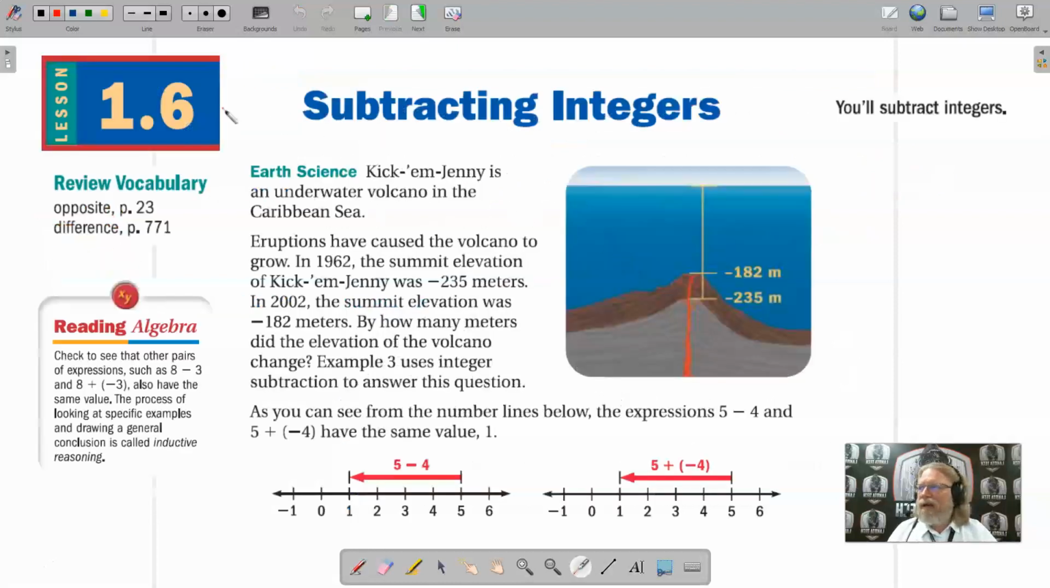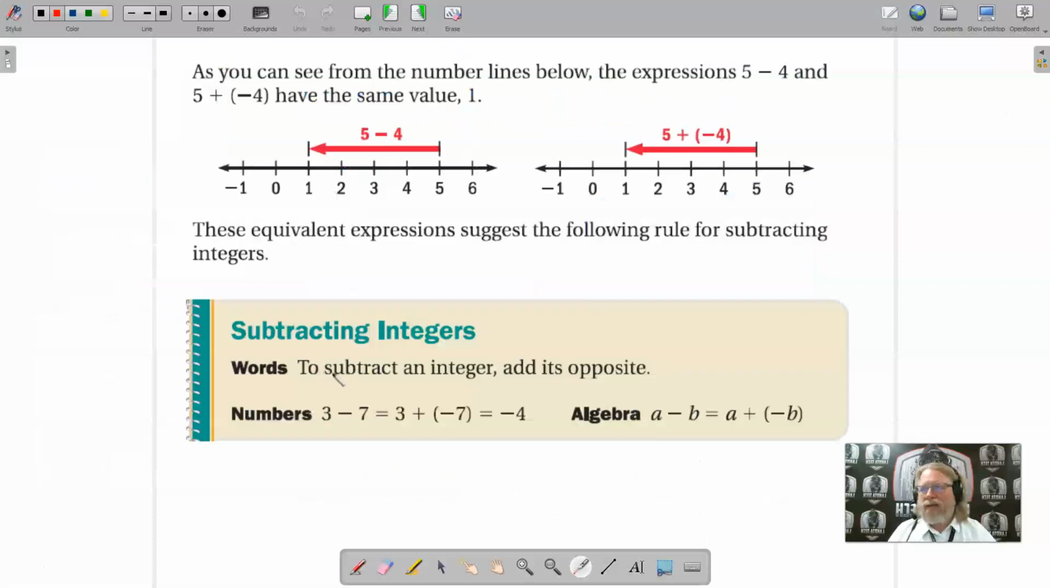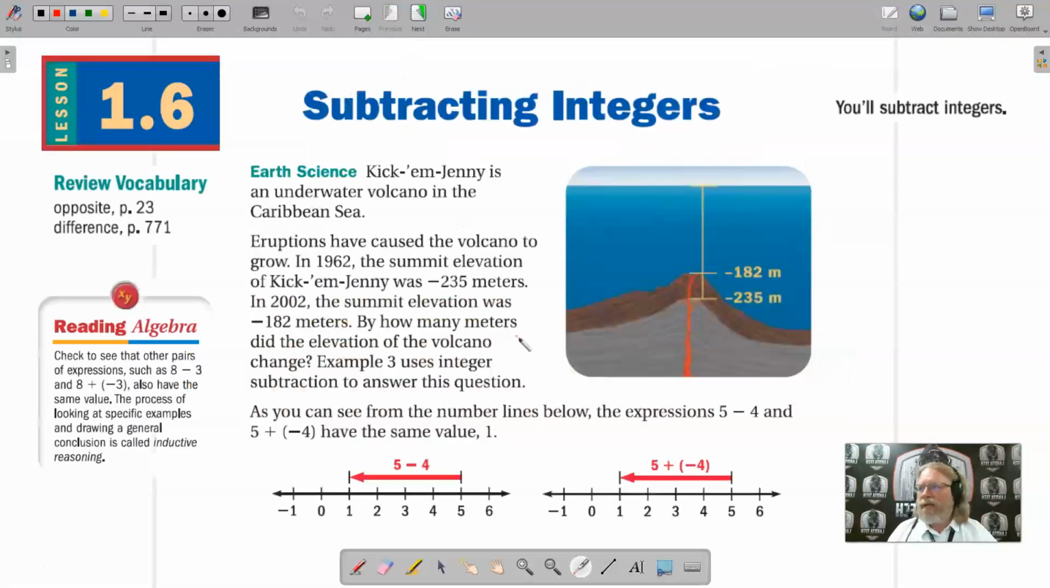So that's everything I have for lesson 1.6, titled Subtracting Integers, where we learn to subtract integers. Remember, we can put it into words by saying to subtract an integer, add its opposite. Or another way we could say it: if you'd rather work with addition, just change the sign from subtraction to addition, and then take the opposite of the number following the subtraction sign that you changed.